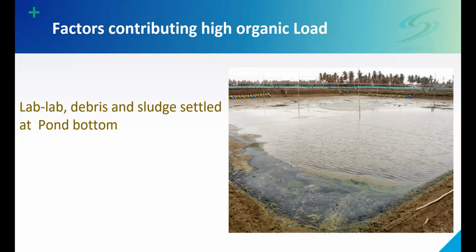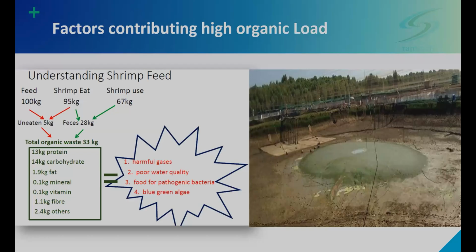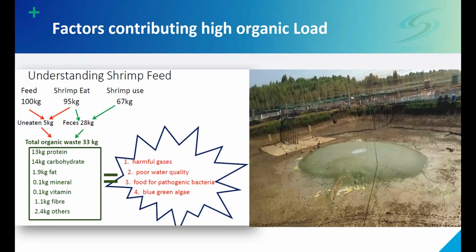Once you harvest your pond, you don't take care of your ponds properly and you leave it to sunlight. Partial water, like half-wet or moist surfaces, can really produce a lot of lab lab, and you don't try to remove this from your water. It can add organic load. And uneaten feed: for every 100 kgs of feed you throw in the pond every day, you will be left with 33 kgs of organic waste adding into the pond. So all these are multiple sources of organic load and we have to fight with this organic load.